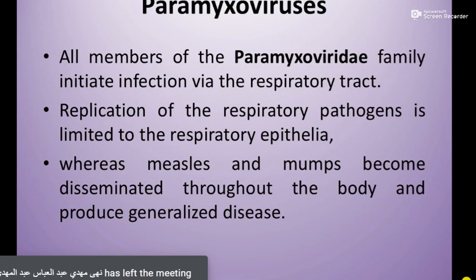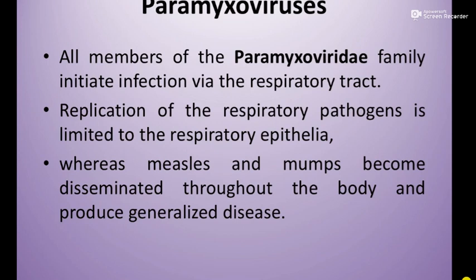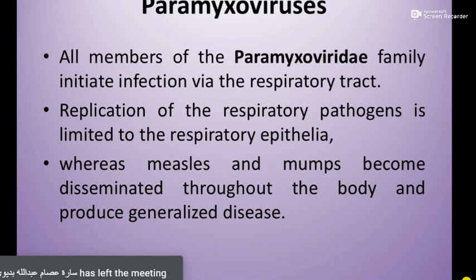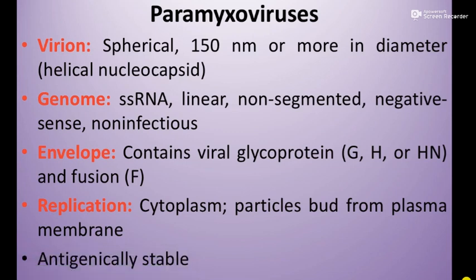All members of the Paramyxoviridae family initiate infection via the respiratory tract. Replication of these pathogens is limited to the respiratory epithelia at the beginning. Measles and mumps become disseminated throughout the body, causing viremia and generalized disease. Okay.